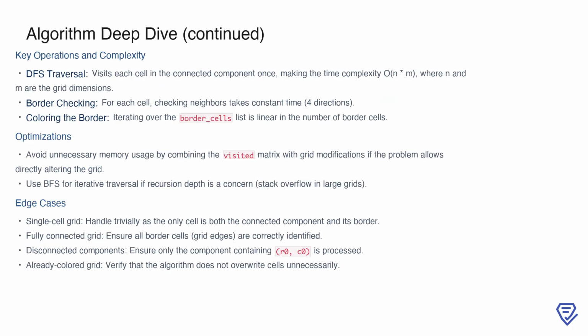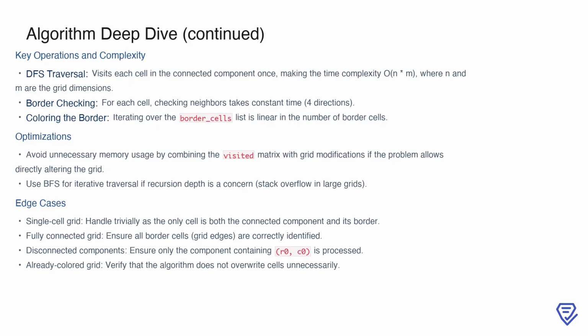Analyzing the algorithm's complexity, the DFS traversal visits each cell in the connected component exactly once, leading to a time complexity of O(n*m), where n and m are the grid dimensions. Checking whether a cell is a border involves examining its 4 neighbors, which is a constant time operation. Coloring the border cells involves iterating through the border_cells list, which is proportional to the number of border cells. Together, these operations ensure that the algorithm is highly efficient.